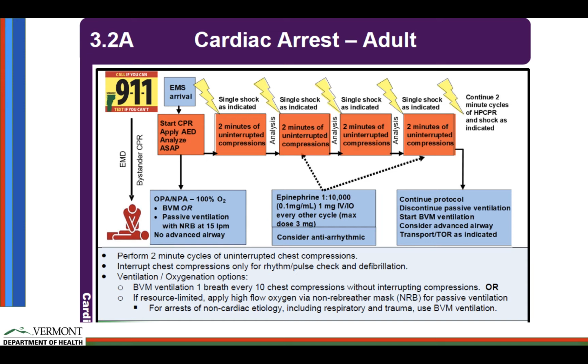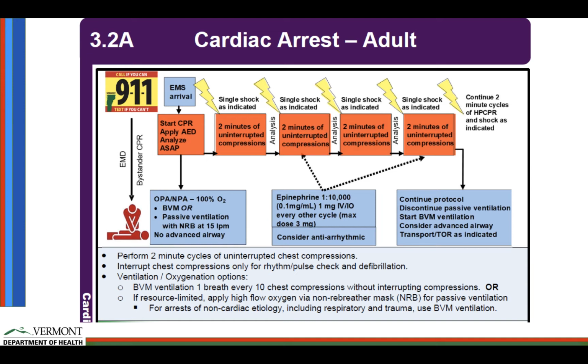Let's review the flow sheet. Establish unresponsiveness and start CPR upon arrival. Apply the AED as soon as possible and analyze. High-performance CPR focuses on high-quality, minimally interrupted compressions in 2-minute cycles. Chest compressions are interrupted only for rhythm, pulse check, and defibrillation as indicated.